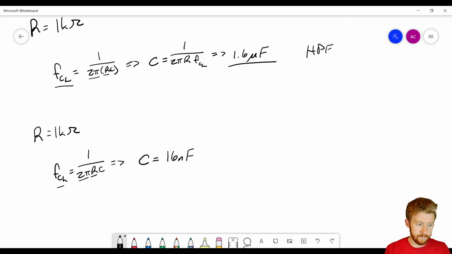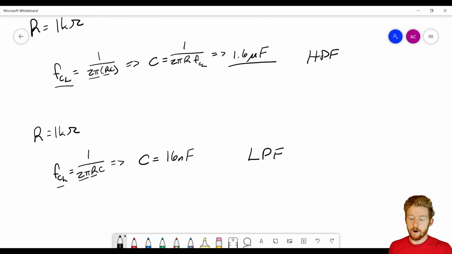Oh, sorry, not for the high-pass filter. For the low-pass filter. So this up here, let me make sure. Yeah, so this up here was for the high-pass filter, and this one is for the low-pass filter. Just wanted to make sure that I was clear on that.